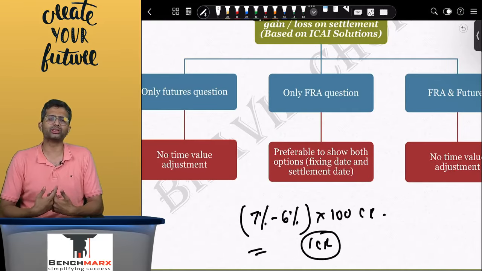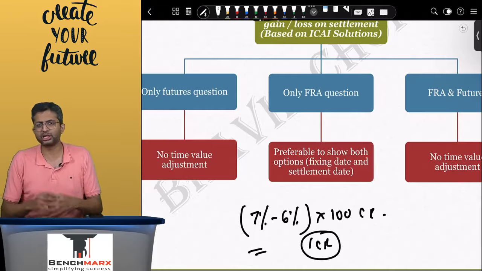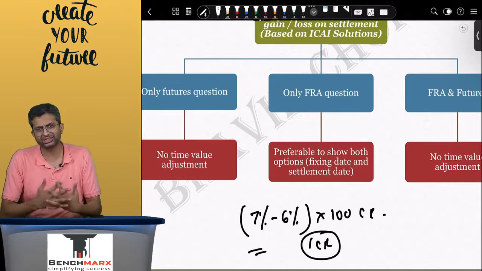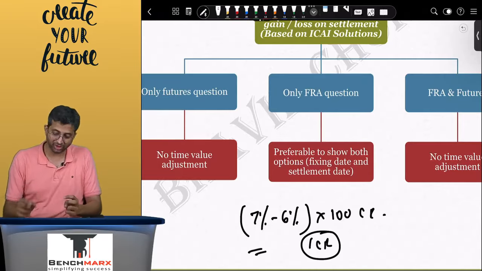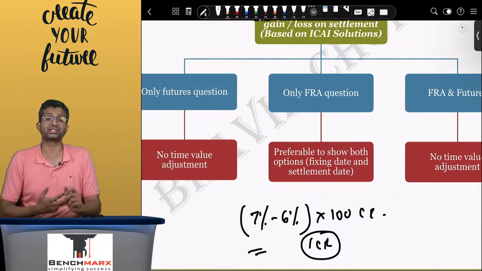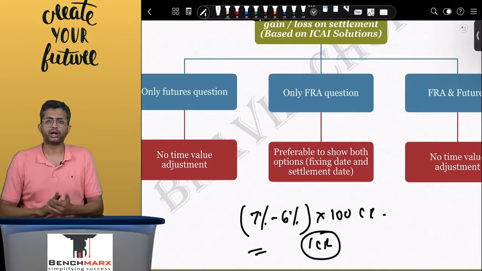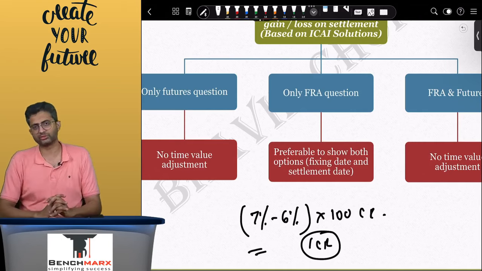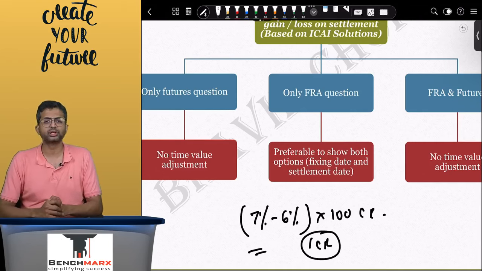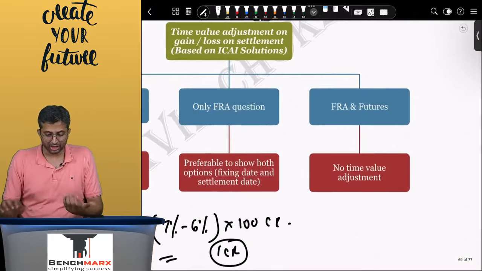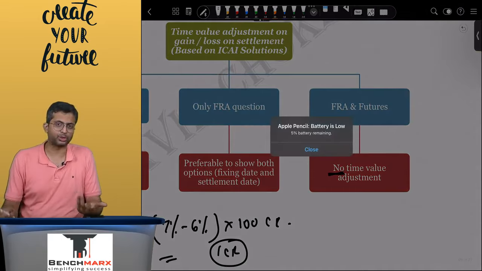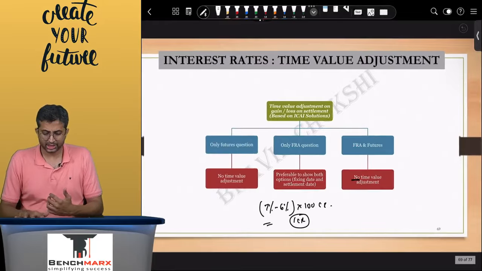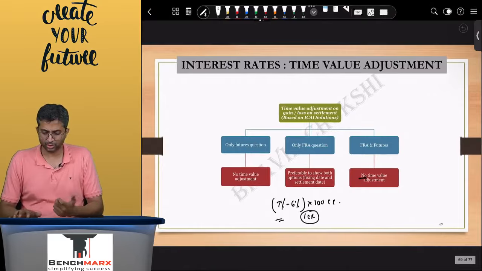However, people don't want to wait till the end of the loan tenure because interest is paid at the end. So if you want to settle it immediately on the fixing date, on the date when you are going to take the loan, that date itself you want to settle it, then you have to take the present value of 1 crore, discounted at the rate which is prevailing on the fixing date, let us say 7%. But if it's a FRA and a futures question together, institute does not usually do the time value adjustment, and hence we will also avoid doing the same. So this takes care of the time value adjustment.